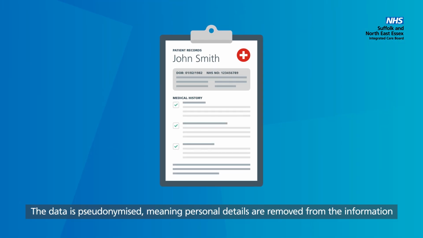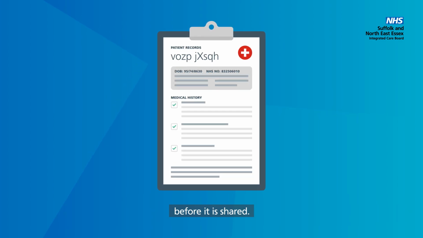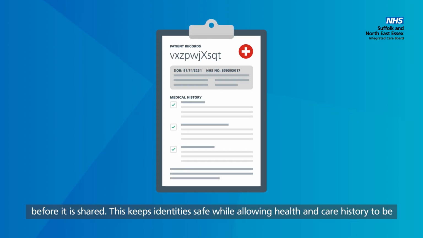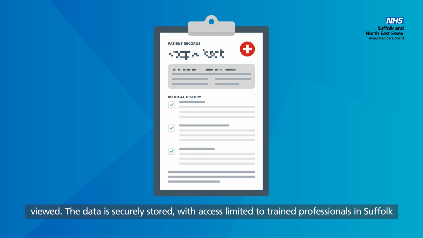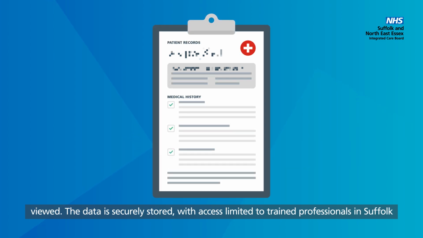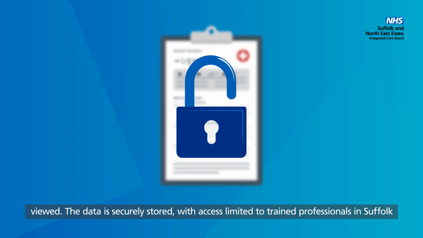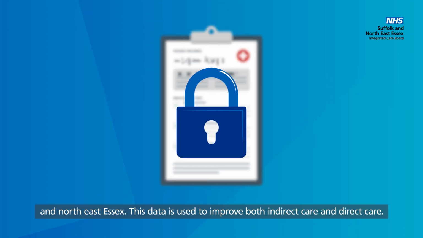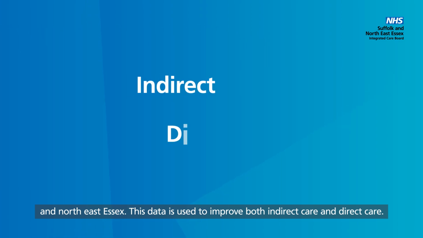The data is pseudonymized, meaning personal details are removed from the information before it is shared. This keeps identities safe while allowing health and care history to be viewed. The data is securely stored, with access limited to trained professionals in Suffolk and North East Essex. This data is used to improve both indirect care and direct care.